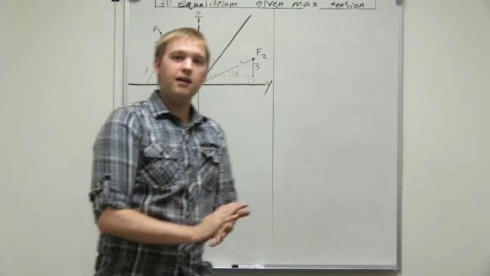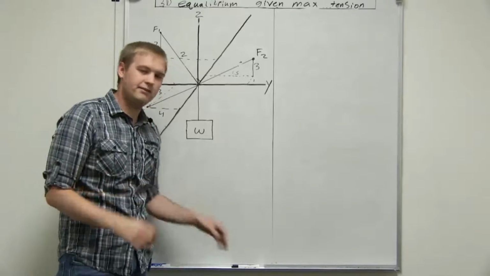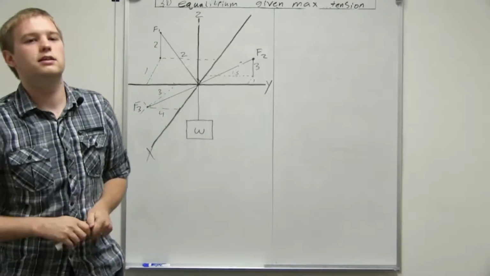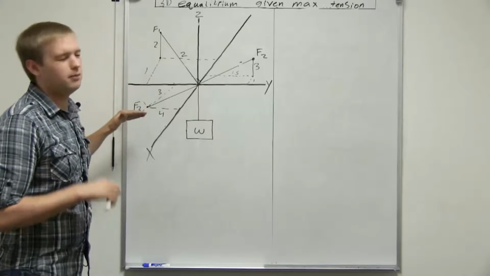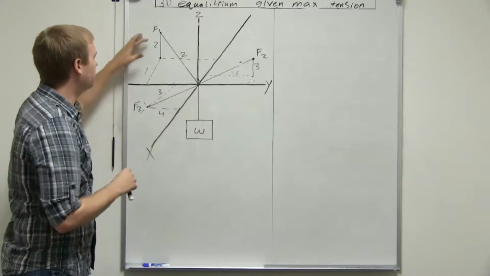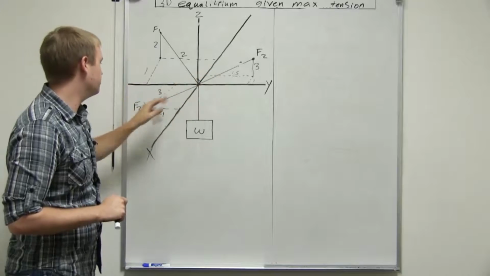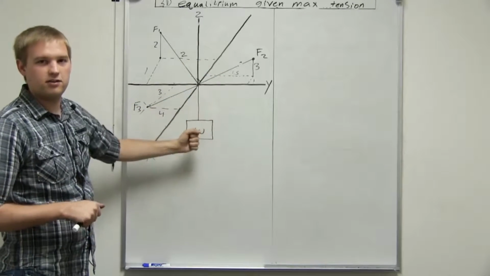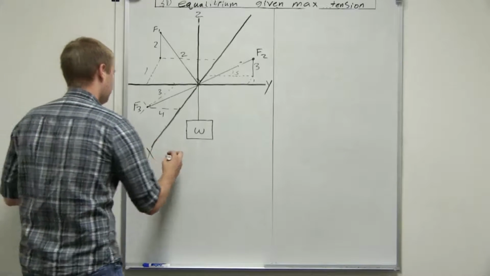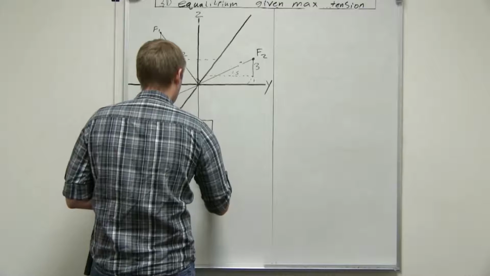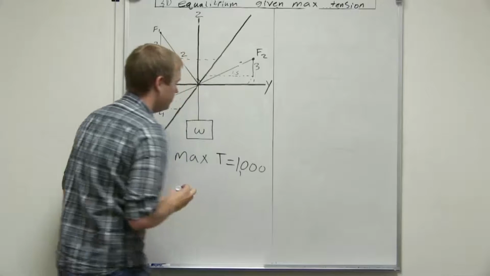Hey everyone, today we are going to be going over 3D equilibrium given a max tension. So let's look at this problem real quick. If we have 3 ropes, it might be a little hard to see, I know I'm not the best at drawing, but if we have 3 ropes, 1, 2, 3, with a weight attached to those, and we know that the max tension in any rope can be 1,000 pounds.